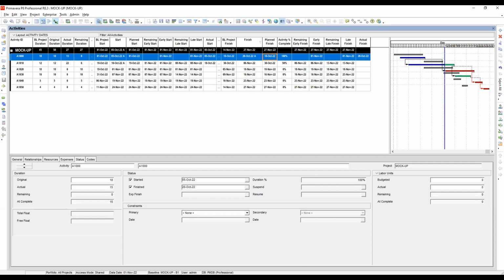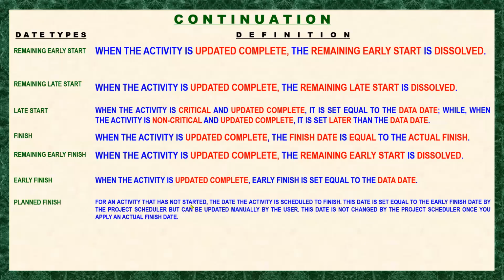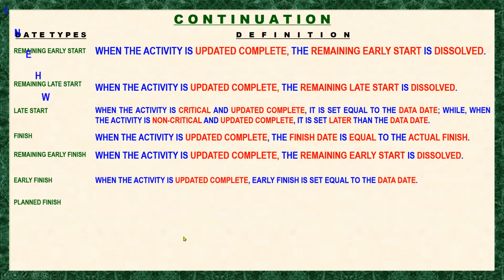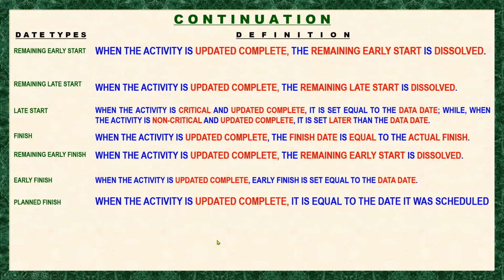Okay, so let's update our observation here. When the activity has not started, it is equal to the early finish date. When the activity has started, it is equal to the date before it was scheduled. When the activity is updated complete, it is equal to the date it was scheduled.